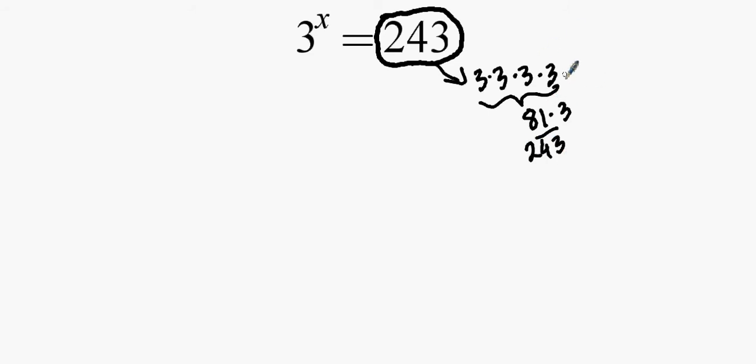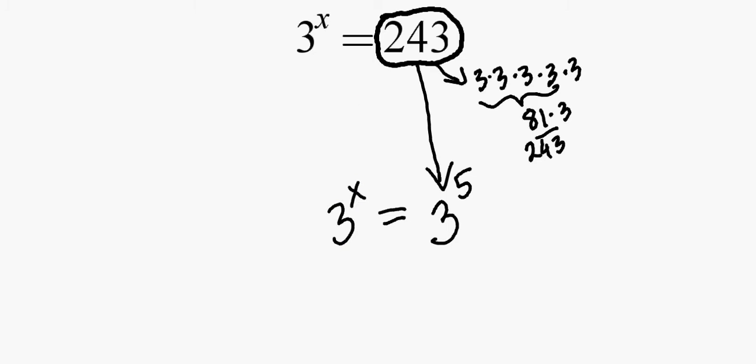Alright, so we have 1, 2, 3, 4, 5 threes. So 243 is the same as 3 to the 5th power. And on the left side we have 3 to the x. So all we need to do now is look at our exponents and compare them. And we see that x equals 5. Done deal.